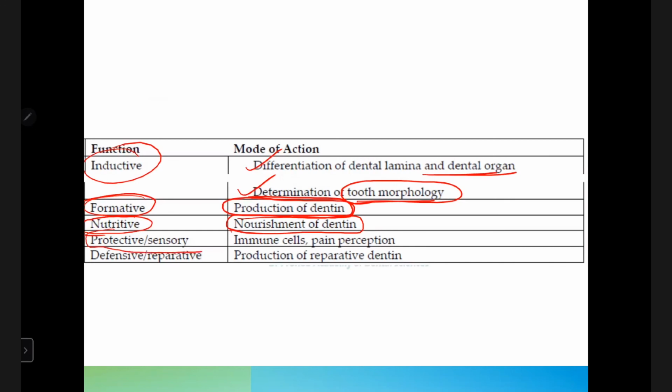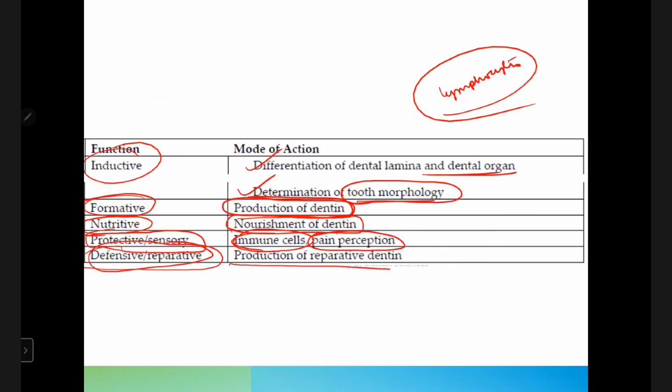It is protective or sensory because it has a lot of immune cells and it has the pain perception capacity, and pain is a protective response. So the protective or sensory response of the pulp includes the presence of lymphocytes and macrophages, a lot of immune cells, and the pulp also has pain perception. Next, it is defensive or reparative. It helps in the production of reparative dentine, so it also helps in the process of repair. So: inductive, formative, nutritive, protective or sensory, and defensive or reparative.